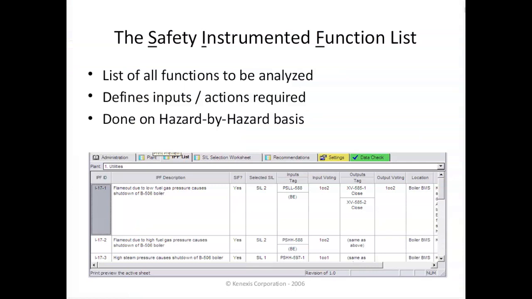hazard by hazard basis. This is a key issue because first we have to find the hazards, which need to be integrated to some acceptable level of risk. And that's the focus for this webinar. The result of a safety instrumented function definition is a SIF list. And a SIF list is a compilation of all the functions that must be implemented in an overall safety instrumented system to protect the process.